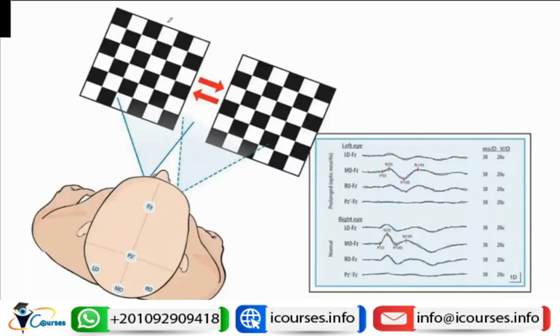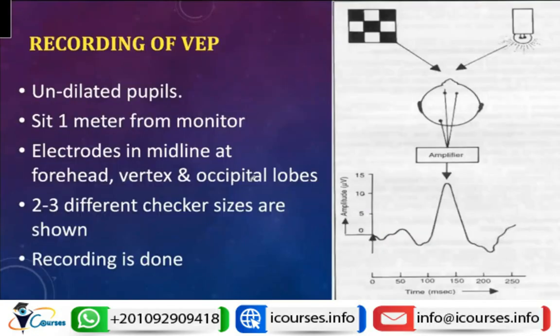So here is a patient who is undergoing a pattern VEP with a reversal pattern. The alternating dark and white circles are presented in front of the patient's eye, and the electrical potentials are recorded that will represent the function from the ganglion cell layer till the visual cortex. The patient's pupil here will be undilated, sitting 1 meter in front of the monitor, with the electrodes present at the midline, at the forehead, the vertex, and the occipital lobe. We then present checker sizes in front of him, and then the recording is done.